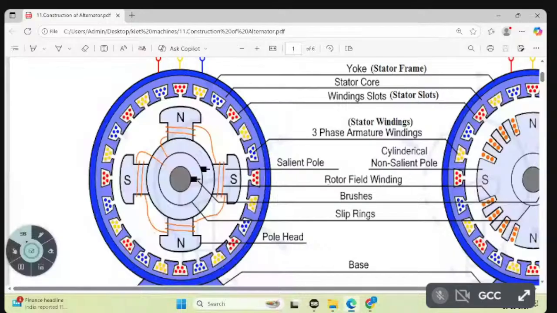I will explain after the lunch, but you will draw the diagrams.